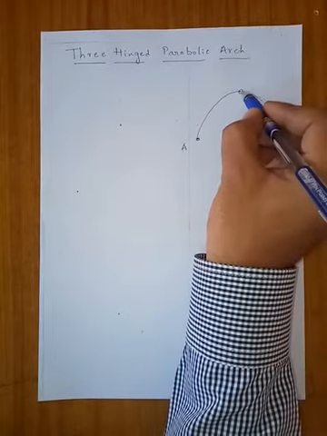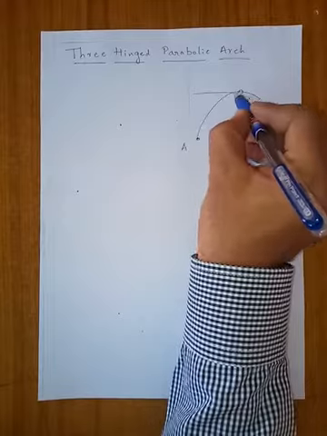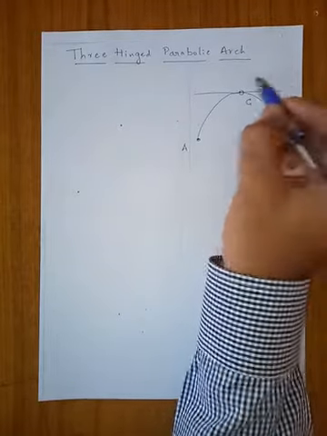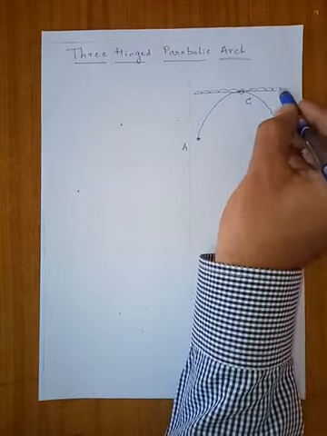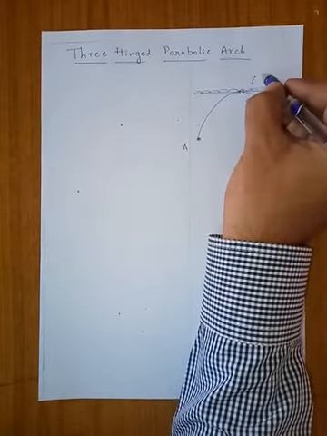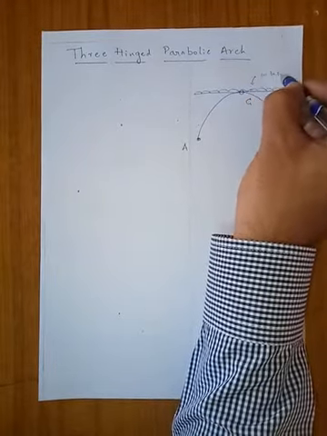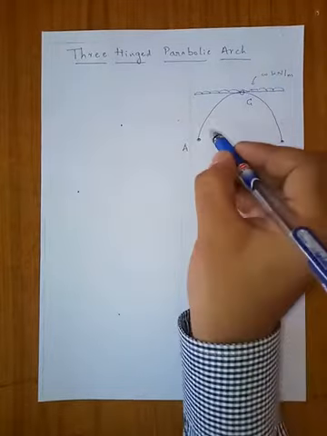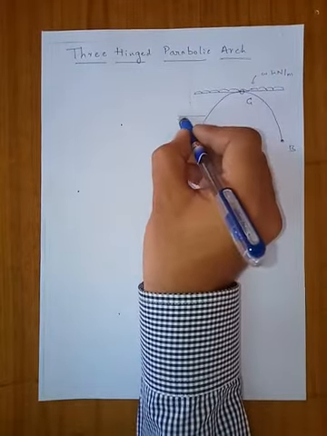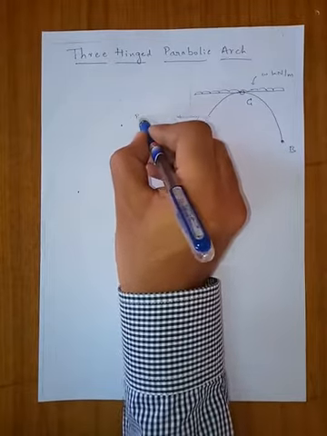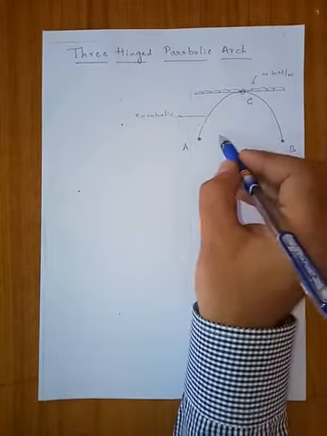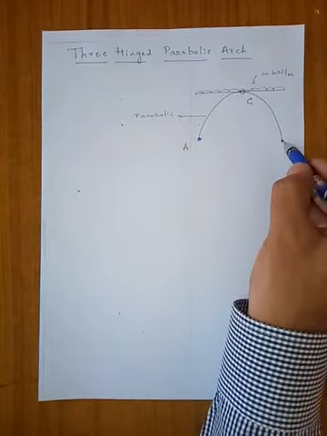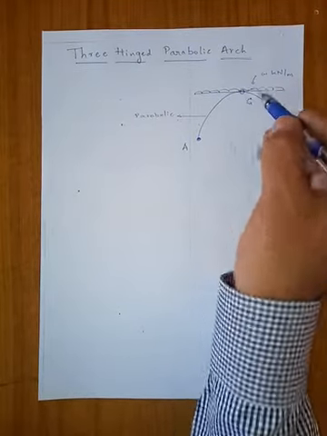Let this parabola be subjected to a UDL throughout the span, and let the intensity be small w kilonewton per meter. Let us have a three-hinged parabolic arch. The shape is parabolic arch, three hinges, two at either supports and one at the crown.